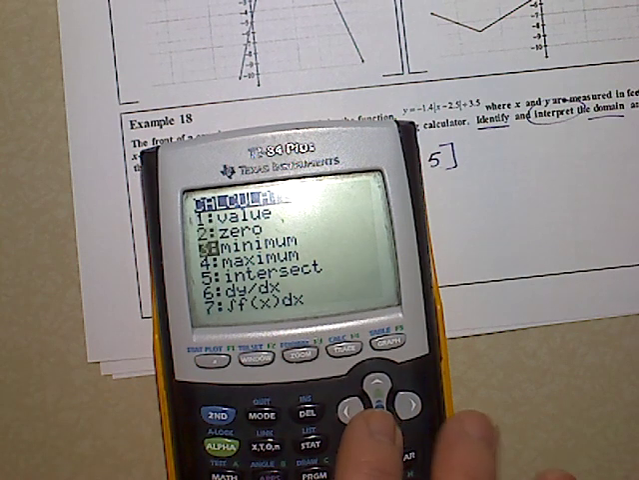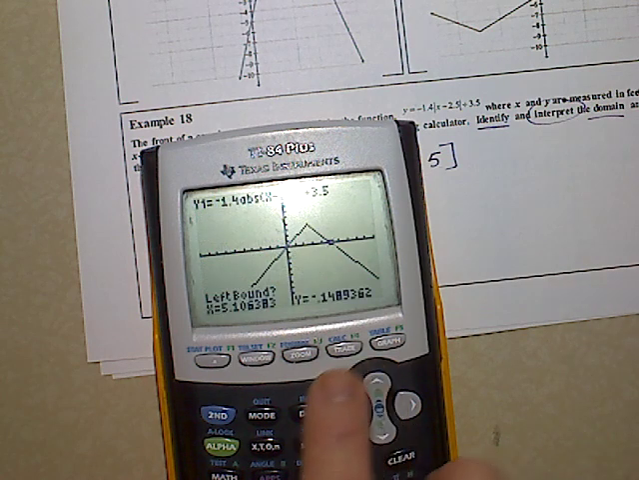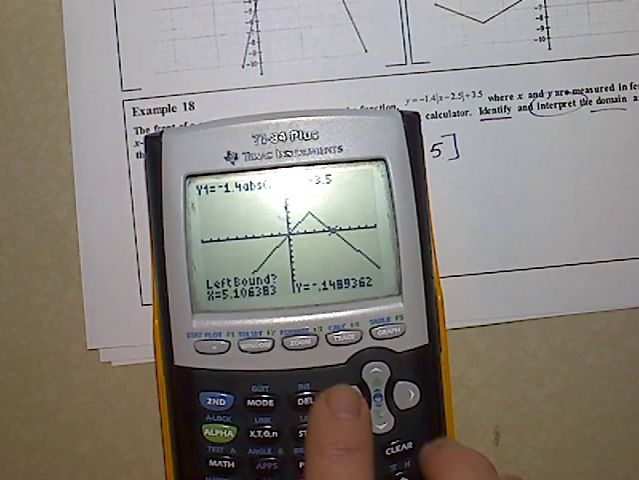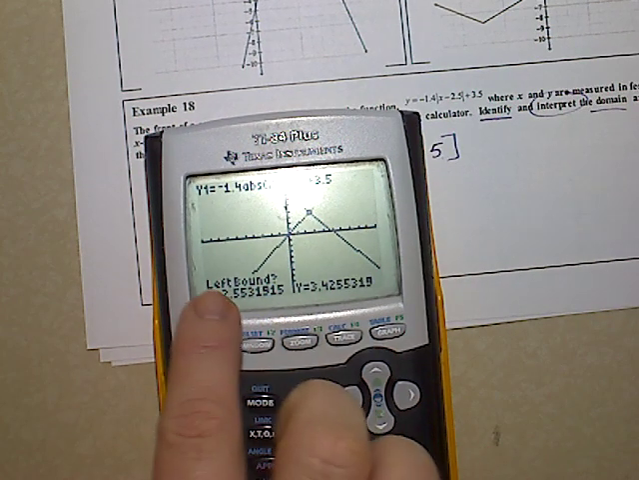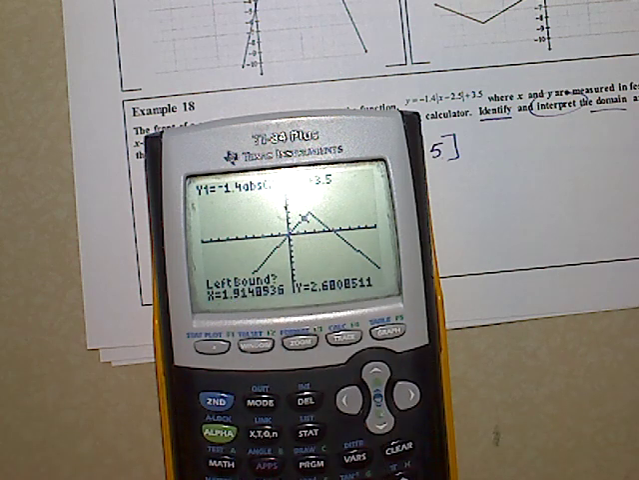Go down to maximum and press enter 1 time. Okay, now use these arrows to go back and find the highest point. Do not press enter. Where is it to the left of the highest point? To the left is somewhere right in that area. And press enter 1 time.